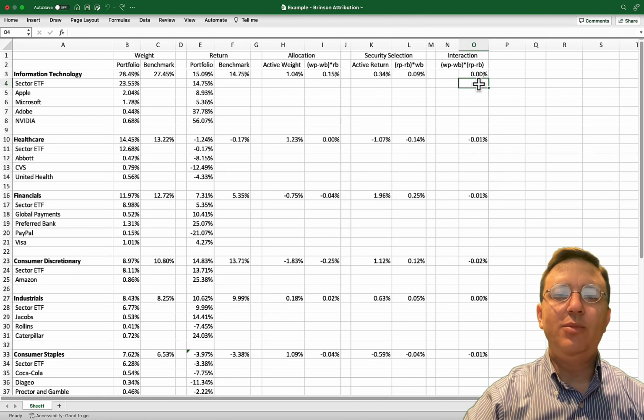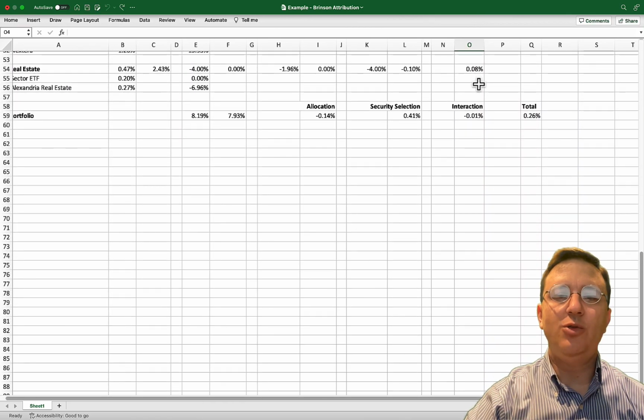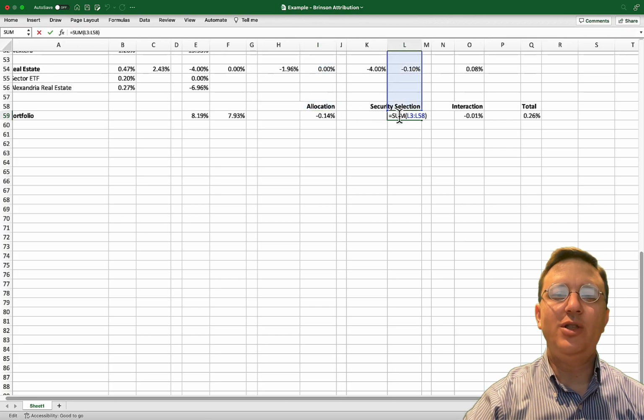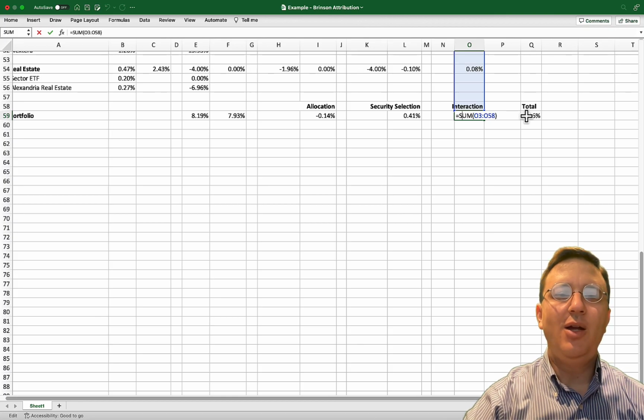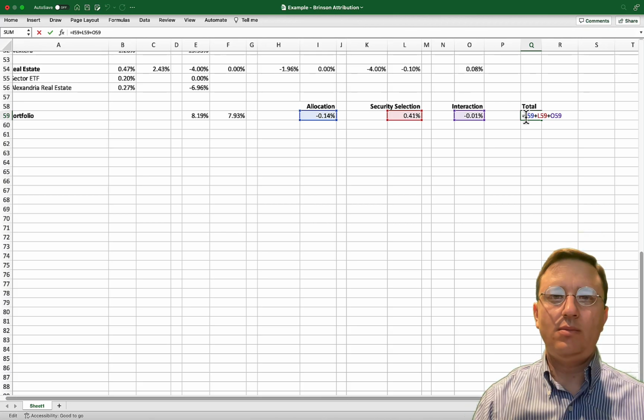The portfolio attribution effects are calculated by adding each effect across allocation groups. In this example, we can see that the sector allocation contributed negative 14 basis points in relative performance. Our security selection contributed 41 basis points in relative performance, and we had negative 1 basis point from the interaction effect. Our total relative performance was 26 basis points, which is the sum of all three components.